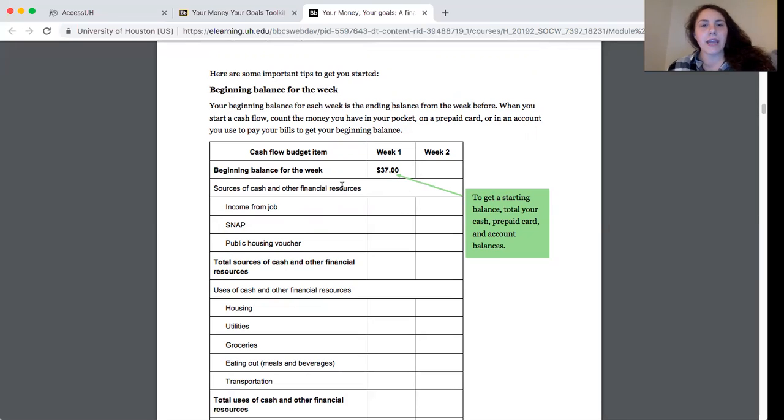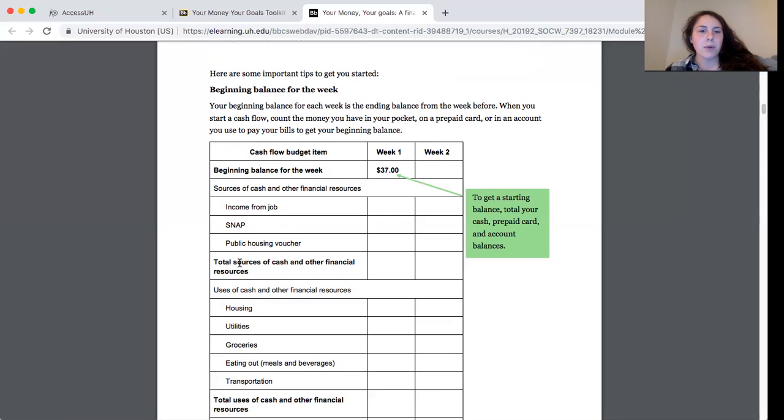Okay, so income from jobs. So this is our sources of cash and other financial resources. So what money is going to be coming in? So income from job. This is where I'd put in, say, I make $200 this week. Okay, I know I'm going to get my SNAP, which for anyone who doesn't know, that's going to be my food benefits. I'll put in the money that I'm going to be getting from here. I'm going to put in my public housing voucher money. So these are just a few examples, although there can be other sources of income if I have another job, if I babysit. So whatever other income I have coming in, if I have an inheritance, anything, I'll put there, okay?